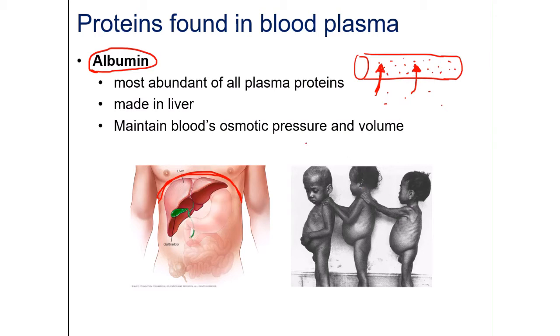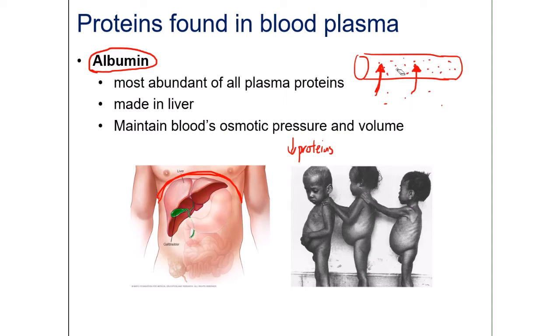So if you're malnourished, like kids in developing countries, if you think of a World Vision poster showing malnourished kids, they are skinny everywhere except for the belly. And why is that the case? Well, if you are malnourished, then you probably have low protein in your diet, right? And if you don't have enough protein in your diet, then you don't have the raw material, the amino acids that are required to make albumin.